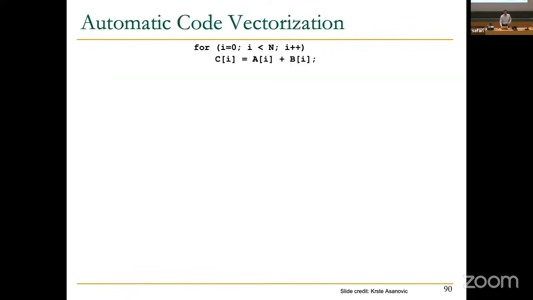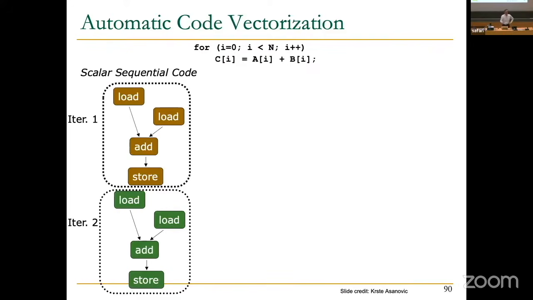Okay. I'll do this also very quickly. As I said, you can automatically vectorize code. This is a perfectly vectorizable loop. If you look at the scalar code, this is what you do. You load the first element from A, you load from B, you add them up, you store into C. This is the iteration, first iteration. I'm ignoring the branch over here. This is the second iteration.